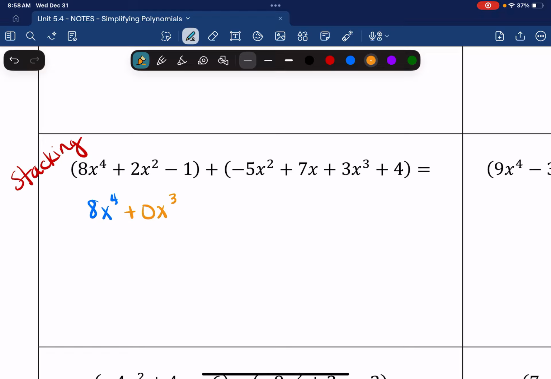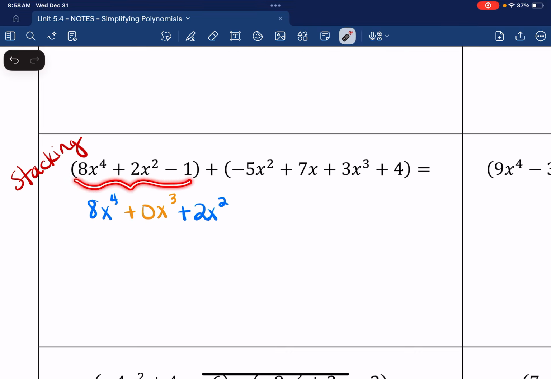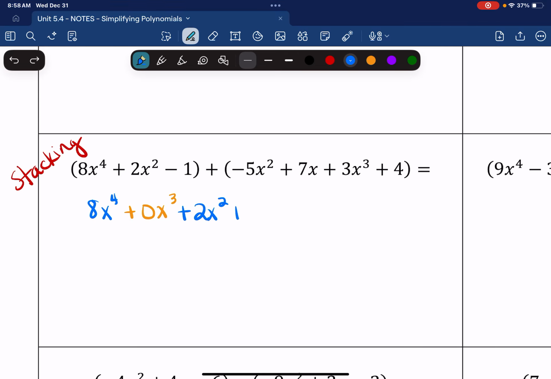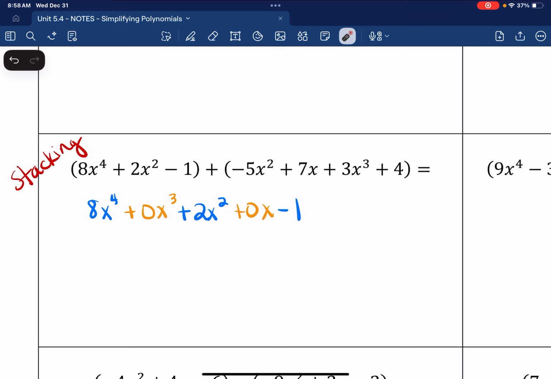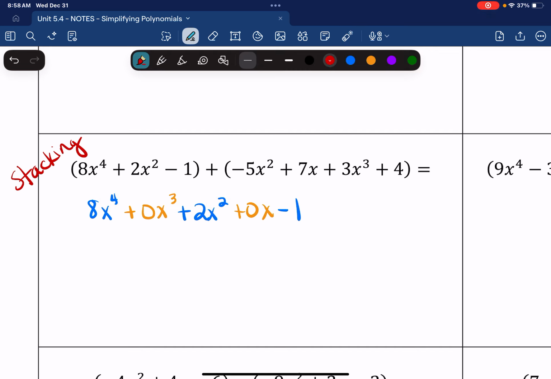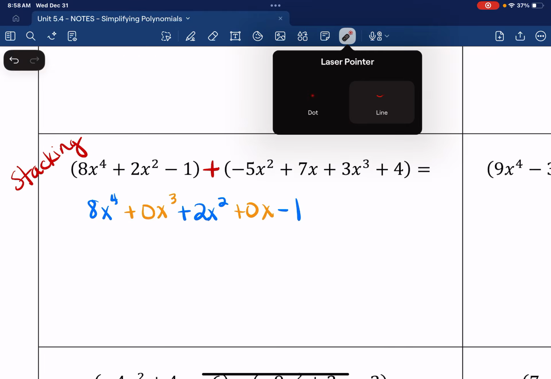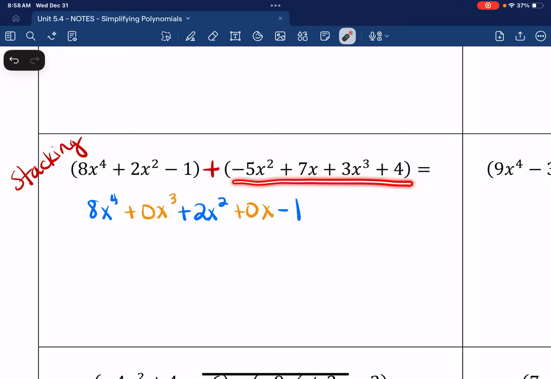So we have x to the fourth and then x cubed. And then I do have a plus 2x squared term. Then I look for an x term, and I see in my first polynomial expression I don't have an x term. So I'll put plus, let's use orange, plus 0x, and then I do have a minus 1. So I listed all of these terms in exponential descending order, right? They're going down, x to the first and then a constant. All right, now we're going to add to that all of these other terms in our second polynomial, okay?